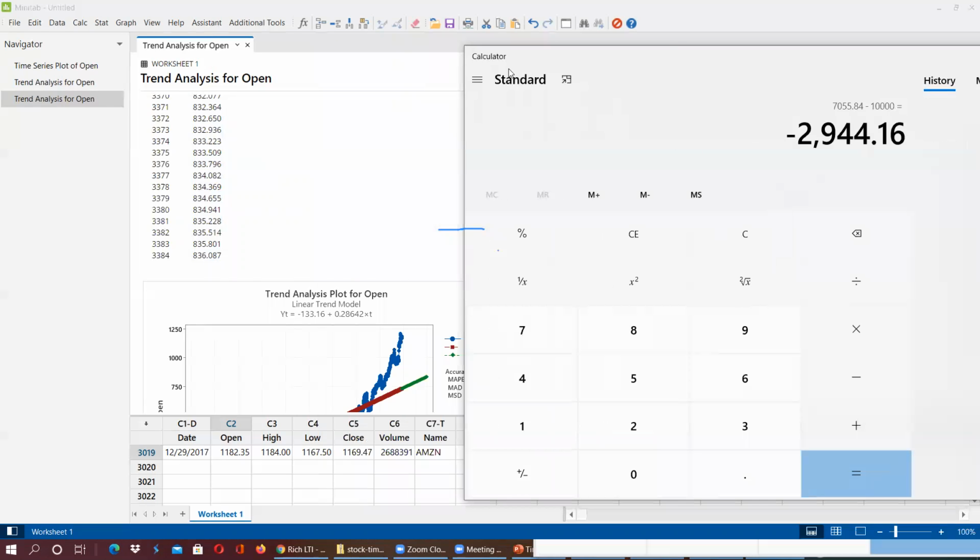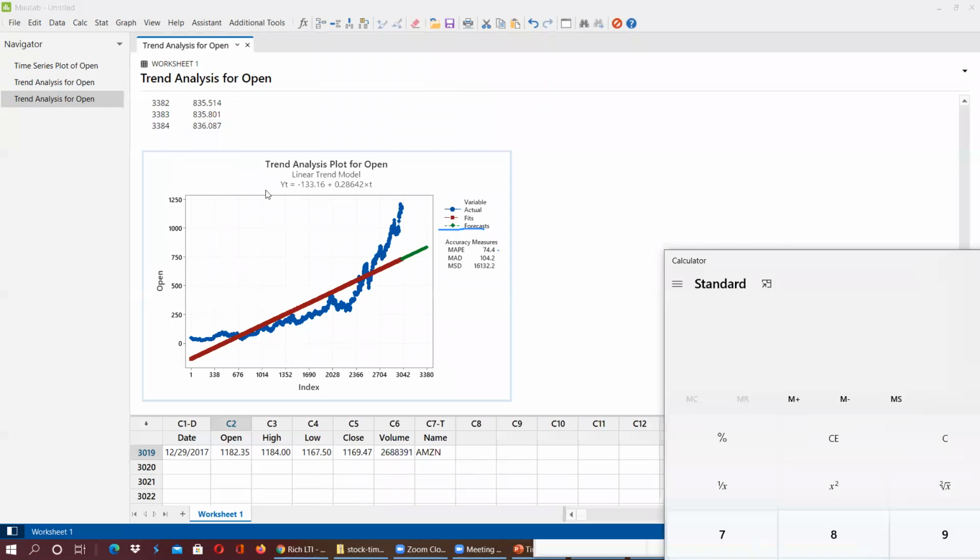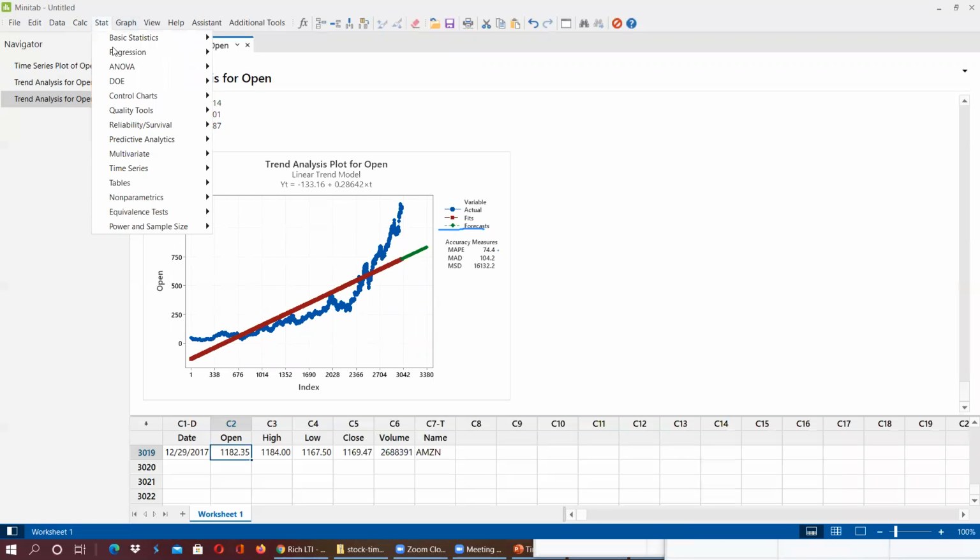And look at this. Here you can see this model is not fitting. These accuracy measures are much higher values. So you can see how closely the trend is fitting with the actual data.